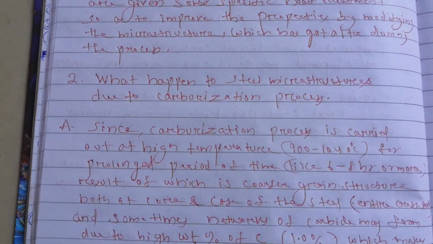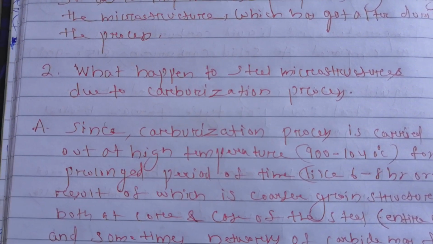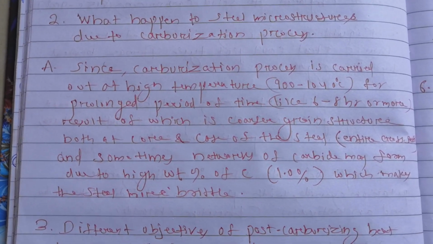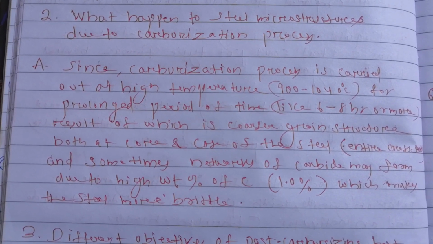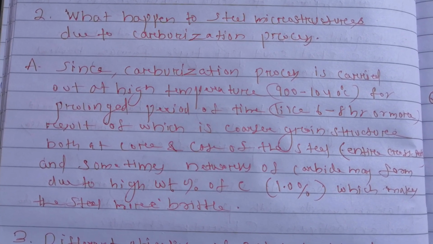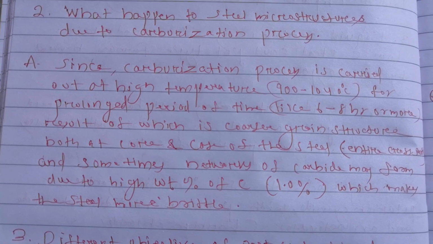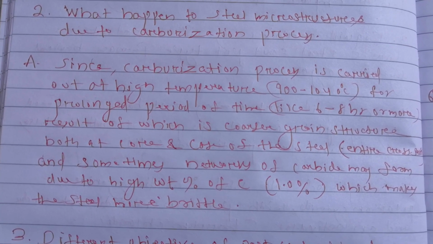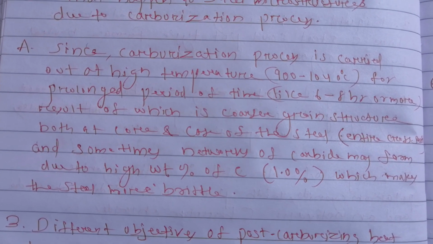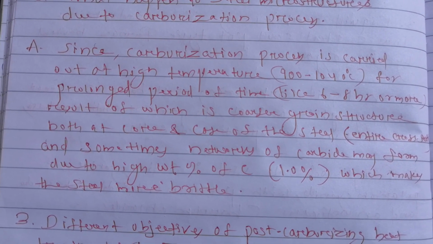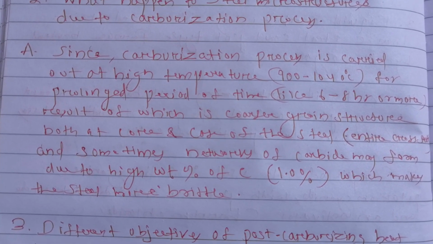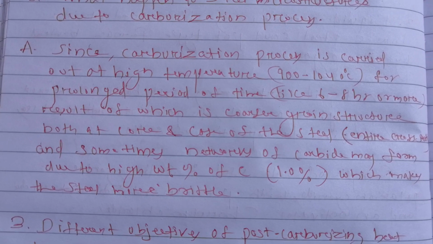So what happens to the steel microstructure due to the carburization process? As you understand, the carburization of steels is done at a very high temperature, basically above 900 degrees centigrade and up to 1040 degrees centigrade. And carburization is done for a prolonged interval of time, for high exposure time, to get maximum case depth.